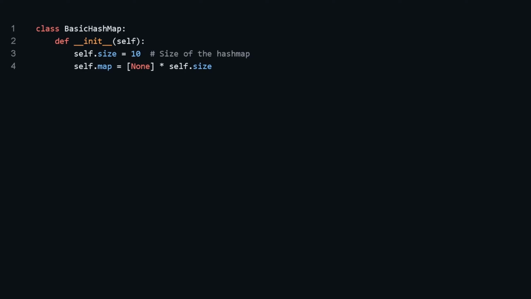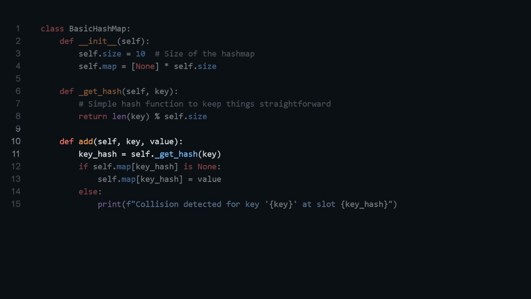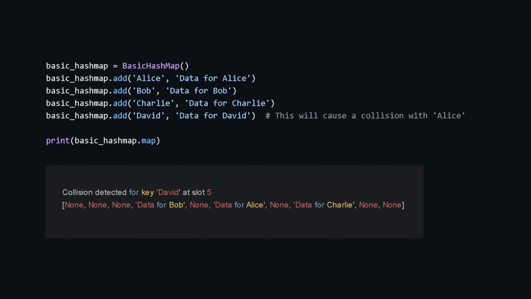Let's set a fixed size for our hash map and create an array with size slots all initialized to None. This is our hash function that uses the length of the key. In this definition, we get the hash for the key, and if the slot is empty, we insert a value. If not, we have a collision. Then we get the hash for the key and return the value at the hashed slot. Here's an example implementation. Keep in mind that the data for David will cause a collision.